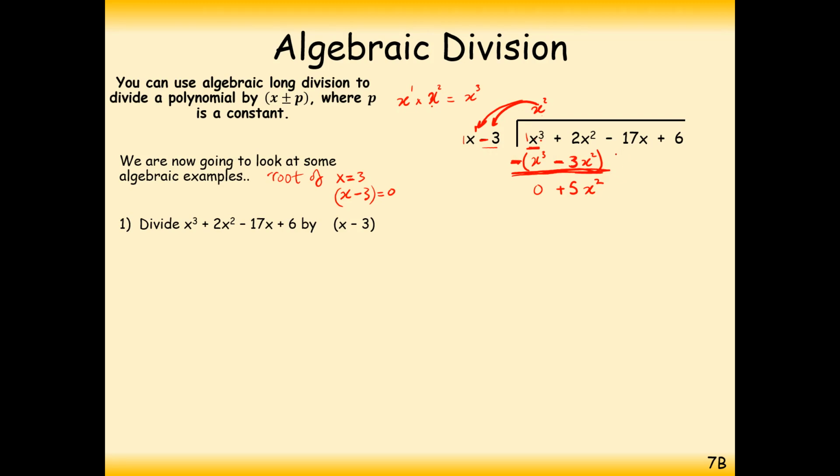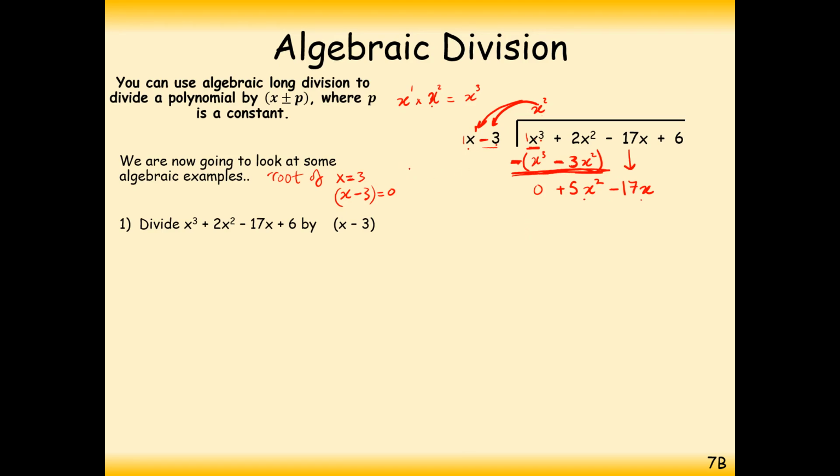Okay, that's the remainder, and I'm going to bring the 17x down next to it, minus 17x. Because I have two terms here, I need to have two terms here.